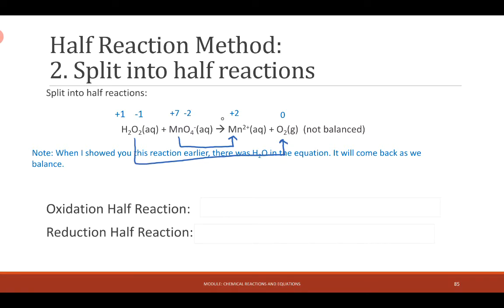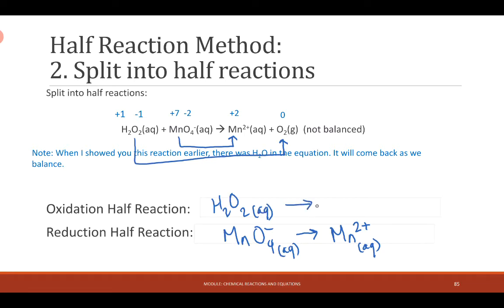And so manganese was being reduced, and so I'm going to put that in the reduction half reaction. And both of those were aqueous. And then the hydrogen peroxide forms the O2 gas.